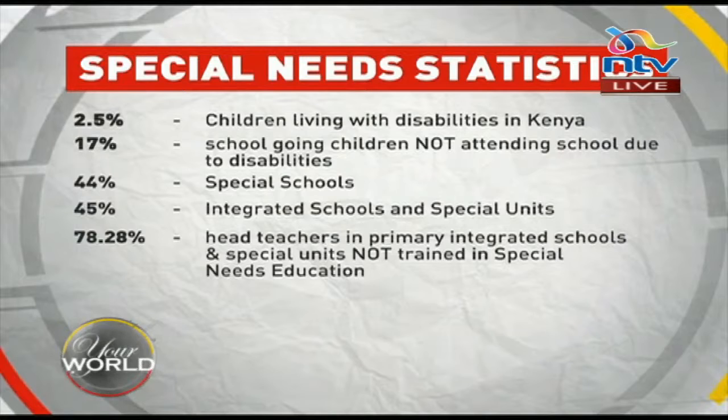Again, this is the integrated schools and special units across the country, but a bigger population, 78.28%, is the percentage of head teachers in primary integrated schools and special units that are not trained in special needs education. 78%. That is quite a big number. And of course, Eva, I'm just going to start with you. Looking at these numbers, what do you make of them? It's very disheartening, especially since we've been told, as you started off by saying, that it's a right.